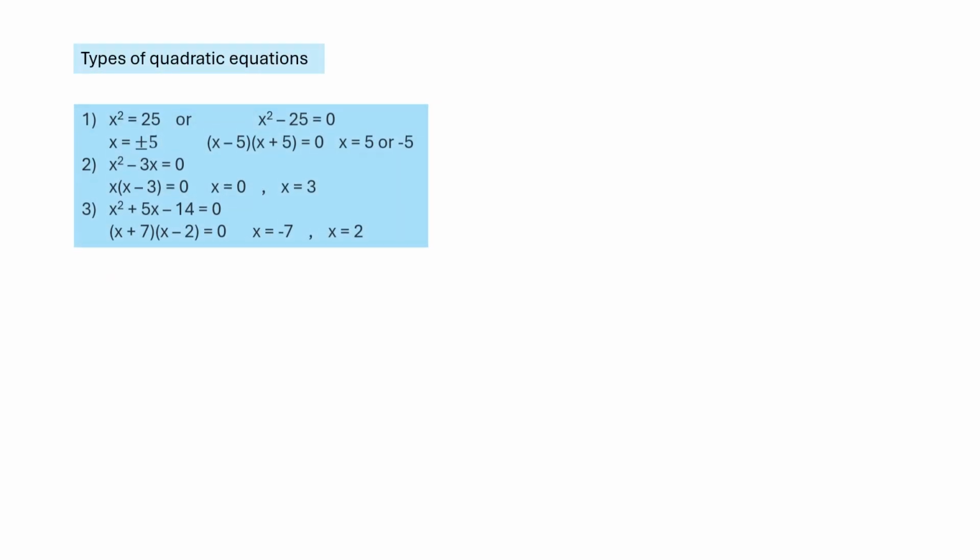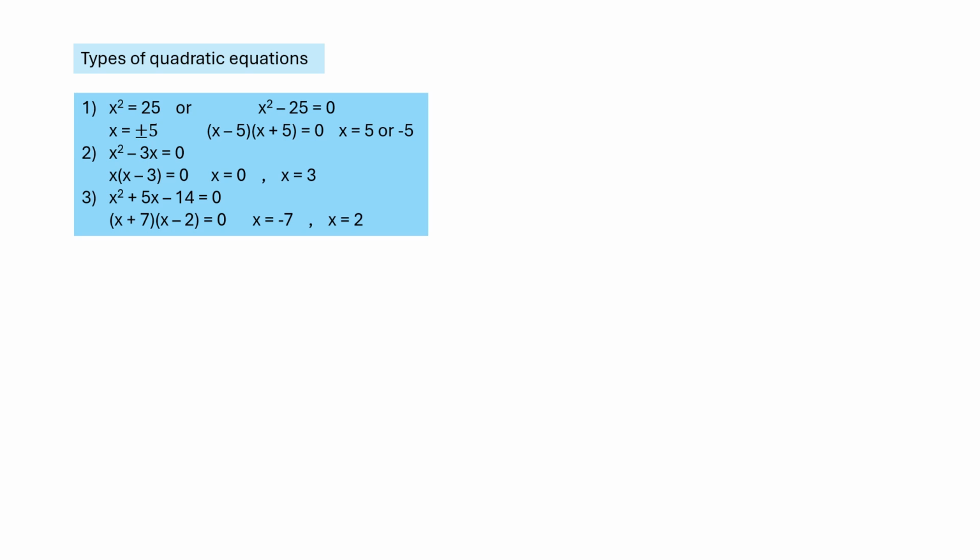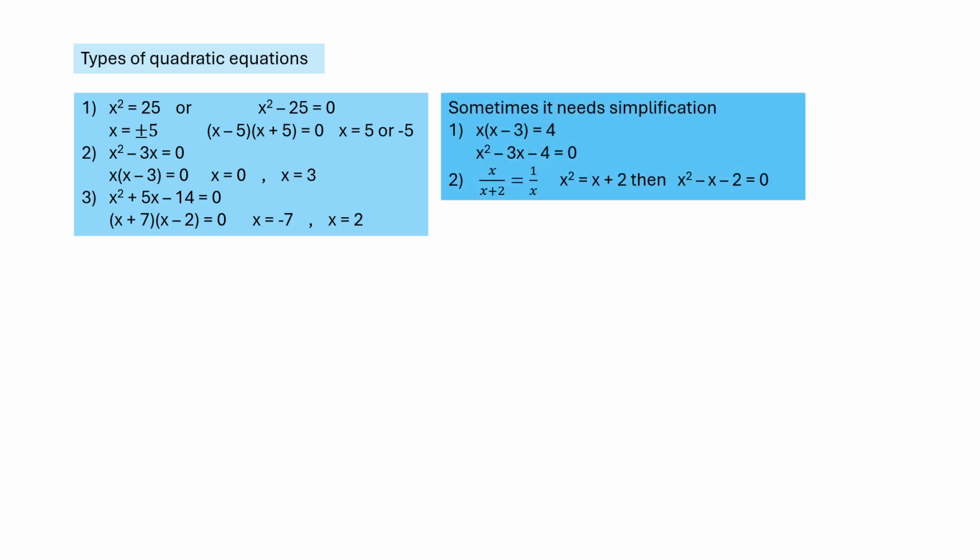Types of quadratic equations. You know, x squared equals 25, so just take the square root. Or x squared minus 25 equals 0, the same. The answer in each case is positive or negative 5. Case 2, you can take x as common factor, so either x equals 0 or x equals 3. Third one, factorize the trinomial, (x plus 7)(x minus 2), so the answer is x equals negative 7 or x equals 2.